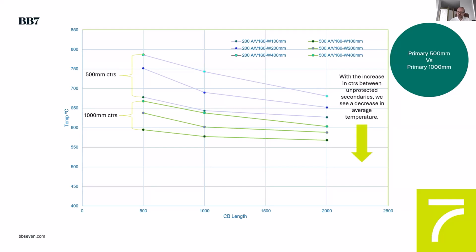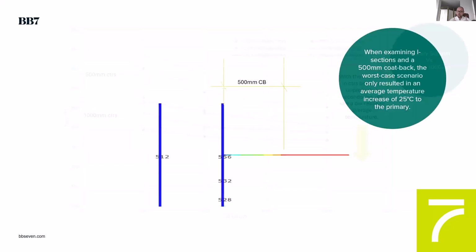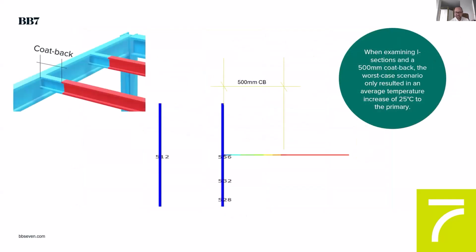So as you can see, with increase in the centers of the secondary, it pushes everything down. But what about the regular coat back rule? Would the normal coat back rule on I sections give the same results? We did a bit of a sense check on this as well, and we ran another 9 models. Just instead of having the hollow, we replaced it with just a thin plate of different section factors, basically emulating an I section into a protected I section.